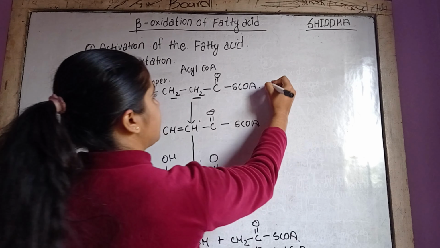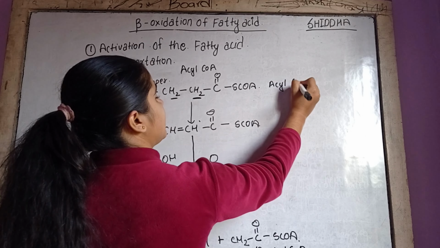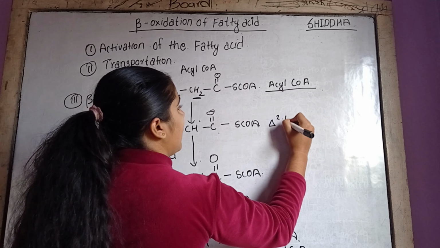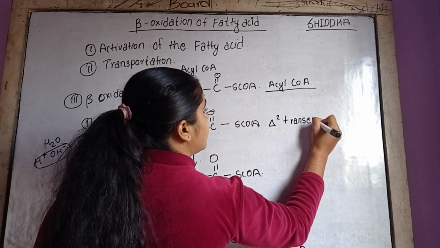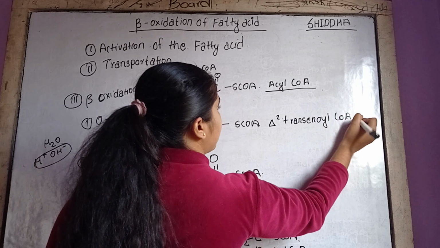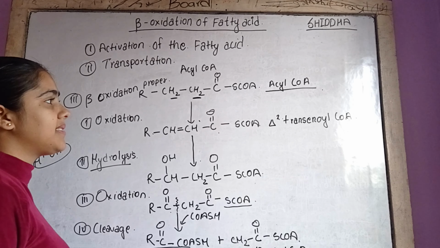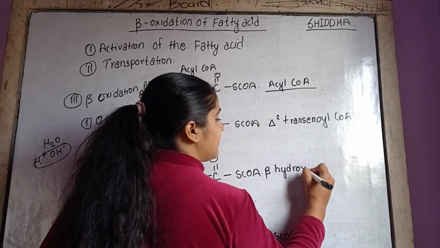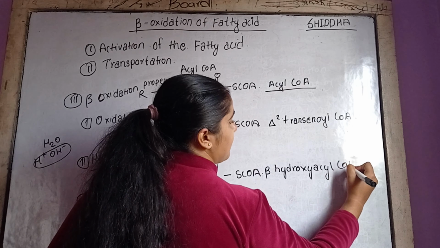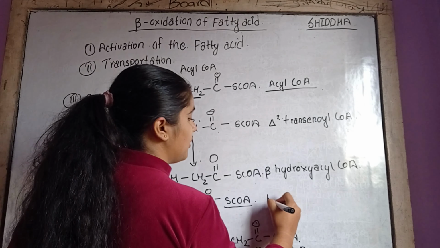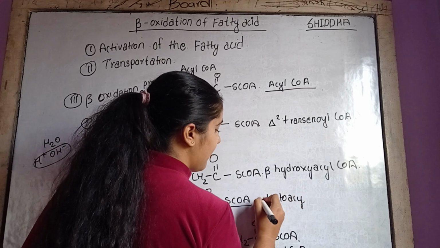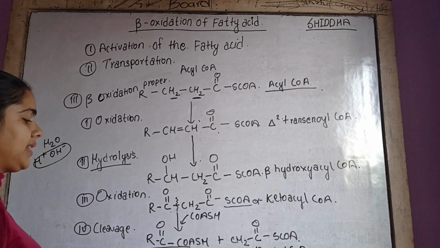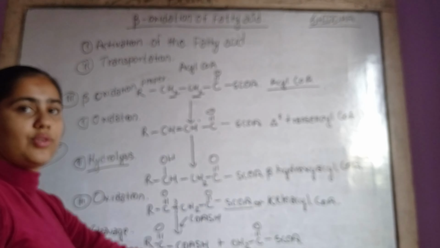This one is acyl coenzyme A. This one is our delta square trans enol coenzyme A. This is our beta hydroxy acyl coenzyme A. This is keto acyl, alpha keto acyl coenzyme A, and the last one, as I have already told, is acyl coenzyme A and acetyl coenzyme A.